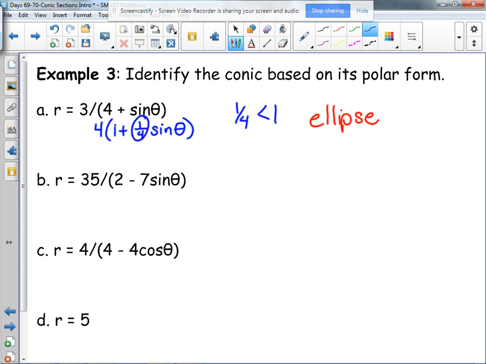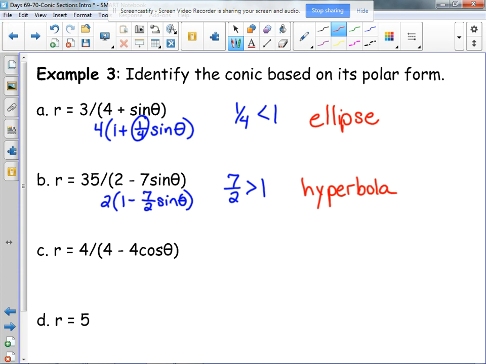So B, if we do the same thing, if we factor out a 2, we've got 1 minus 7 over 2 sine of theta. Now be careful, just because it's a fraction doesn't mean that it's less than 1. 7 over 2 is greater than 1. So example B is an example of a hyperbola. And then C, if we factor out that 4 in the bottom, we've got 1 minus cosine of theta. In that case, it's equal to 1. So when it's equal to 1, it is a parabola.